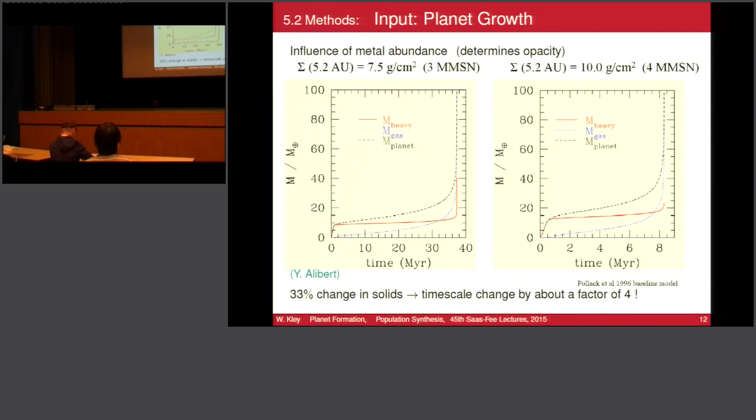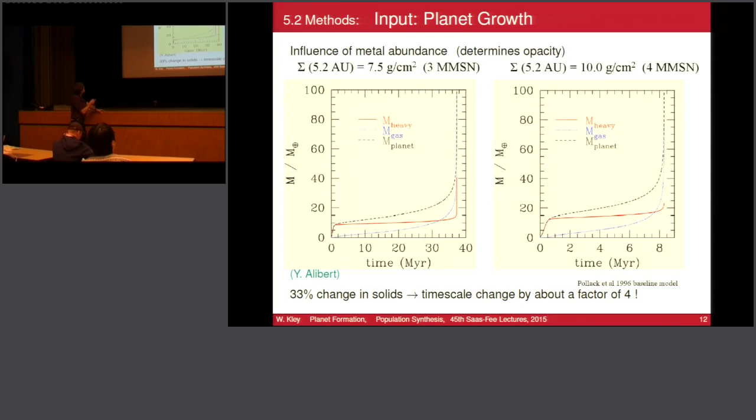Okay, so an input parameter, for example, planet growth. The planetary growth is modeled as part of this synthesis modeling. You need to model each planet in time while the disk evolves. You need to consistently accrete material, move the planet, accrete again, move it, and so on. So you need to know how long it takes to accrete this material. And these are just two examples from Pollack et al., which Jan provided.